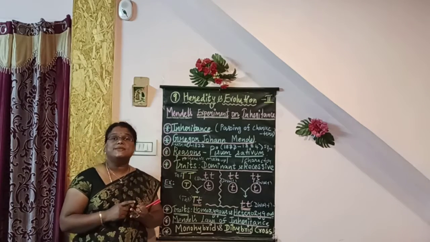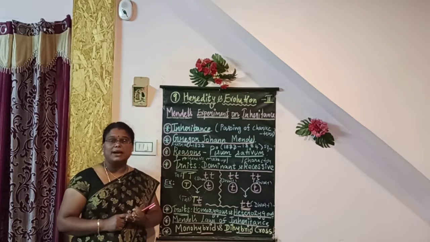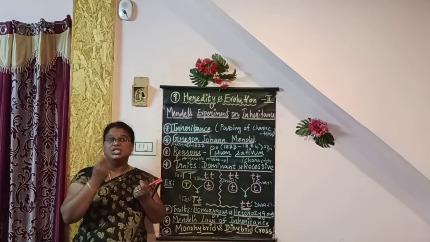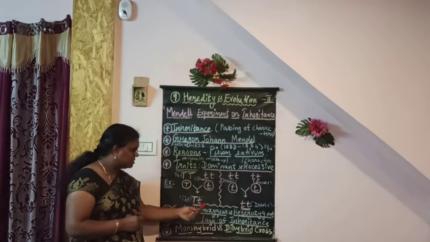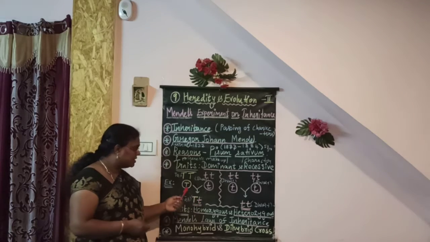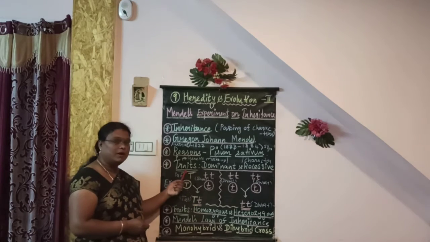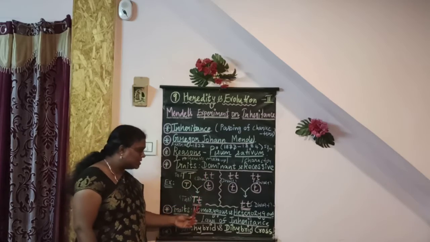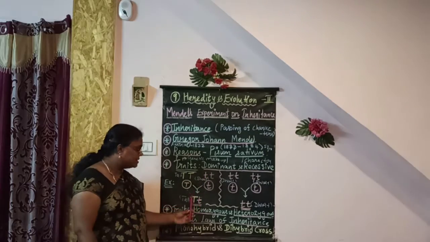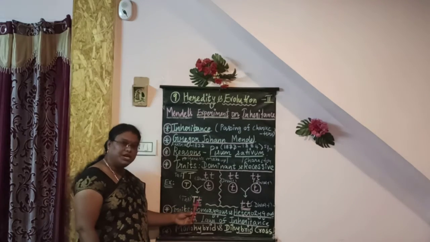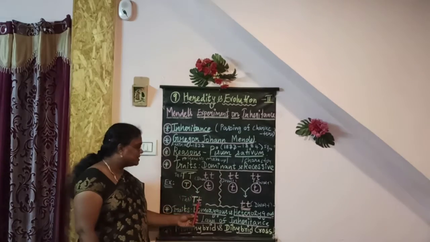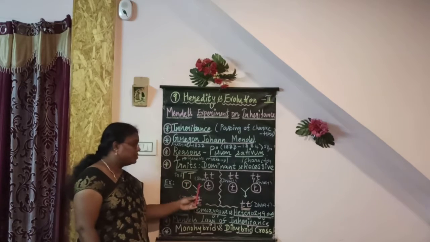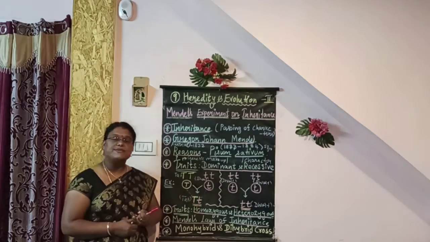The second law is the law of segregation. The law of segregation states that the offspring or resulting young ones receive a gene from each parent. See here, this is the resultant offspring. It receives a gene from each parent. See here, capital T, it receives from the dominant parent, and small t, it receives from the recessive parent. So this resultant child or offspring has genes of 2 parents. So it received genes from 2 parents. So this is called the law of segregation.